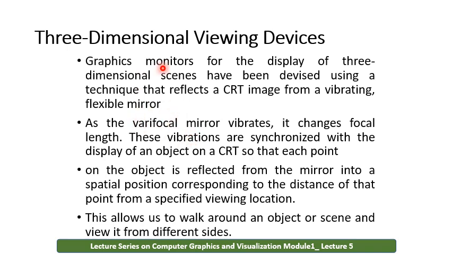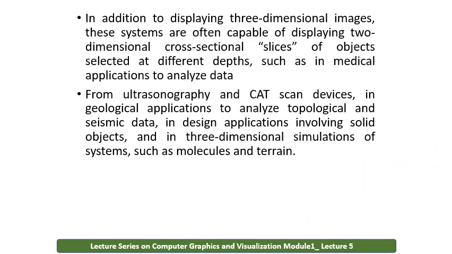location. This allows us to walk around the object or a particular scene and view it from different sides, so that we get different views from the different sides. In addition to displaying three-dimensional images, it is often considered as displaying two-dimensional cross-sectional images, such as slices of objects at different depths, and these are such as medical images.